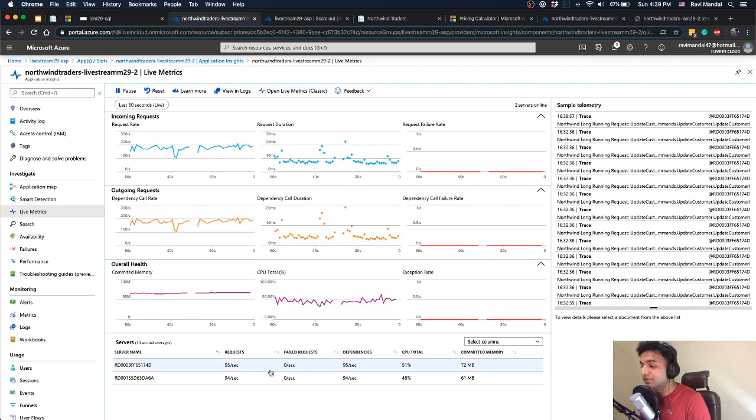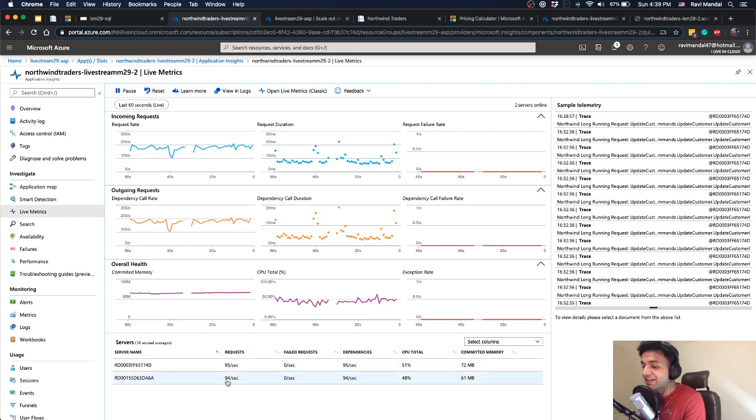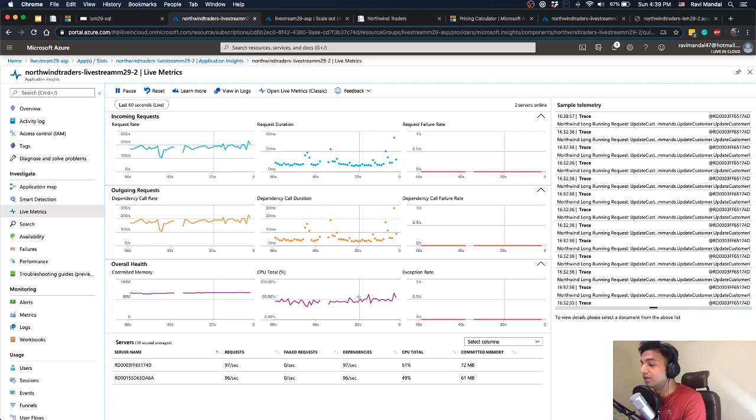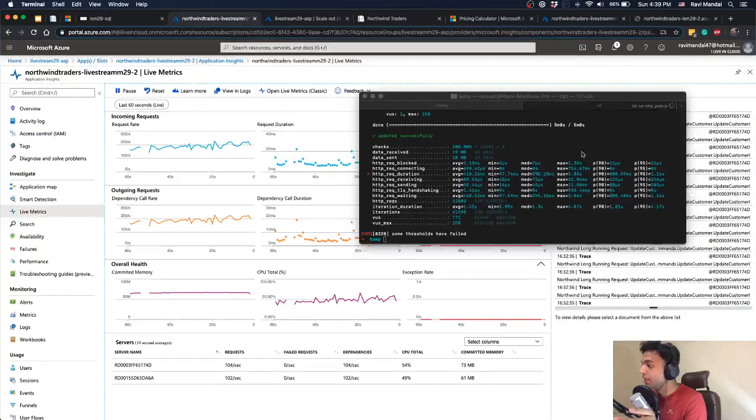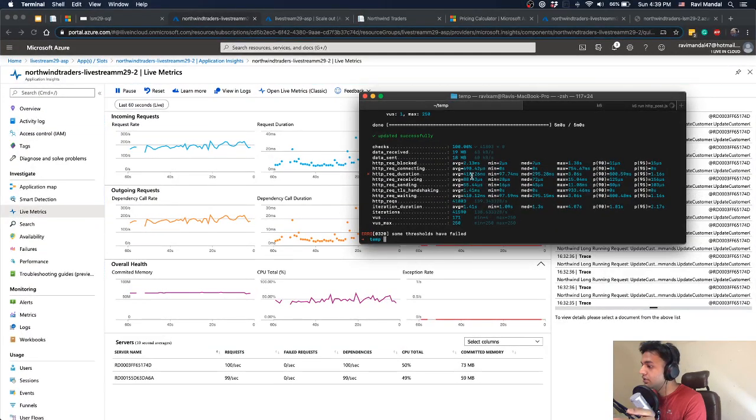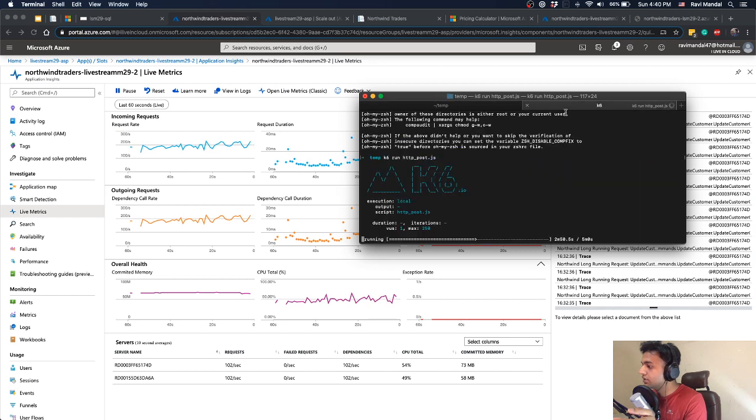See, before, with one instance, the CPU percentage was skyrocketing to 100% all the time. But now the two instances are handling the same load, so the CPU percentage for the entire system is around 50% at a time. That's quite a good metric. It's handling quite well. It will still take 2 minutes to run this whole test.